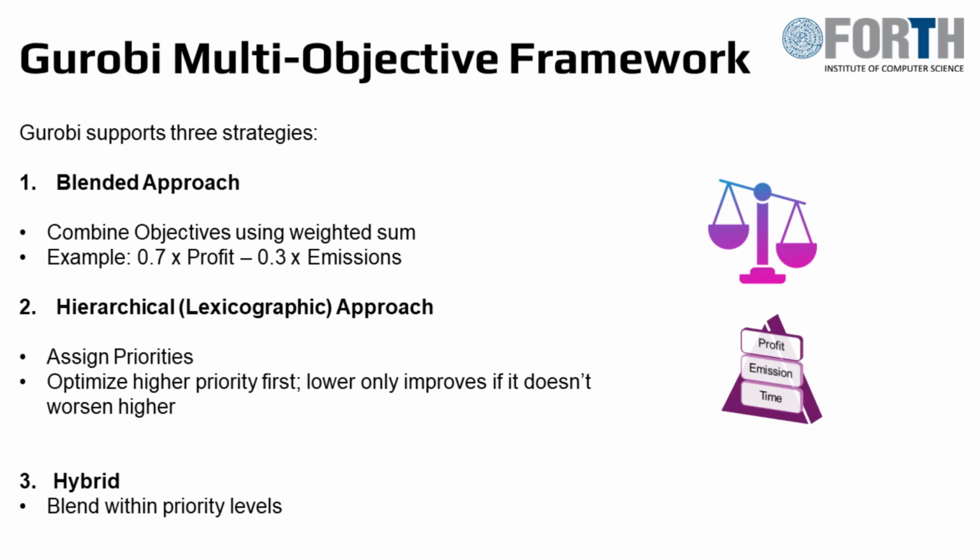The second strategy is the hierarchical or lexicographic approach. In this setting, objectives are assigned priorities. The solver optimizes the highest priority objective first. Then it optimizes the next objective, but only in ways that do not worsen the higher priority one. This preserves the order of importance explicitly.